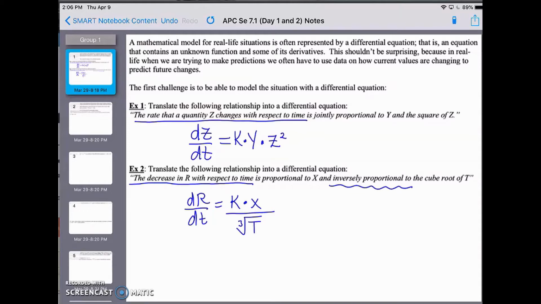So these really aren't very difficult as long as you're able to pick apart the verbal expression and translate it into mathematics.